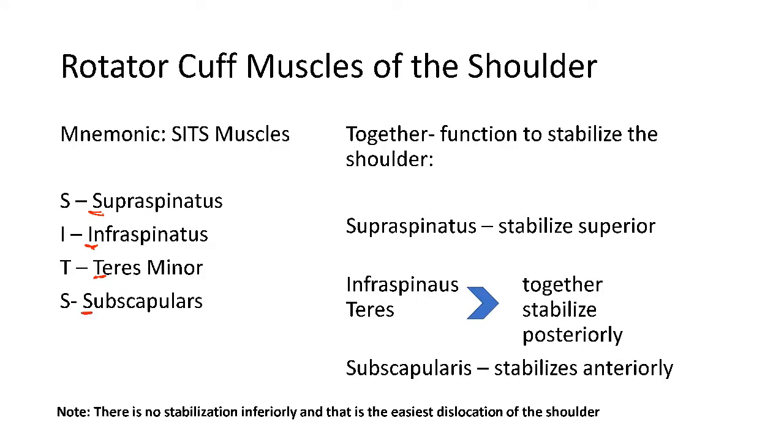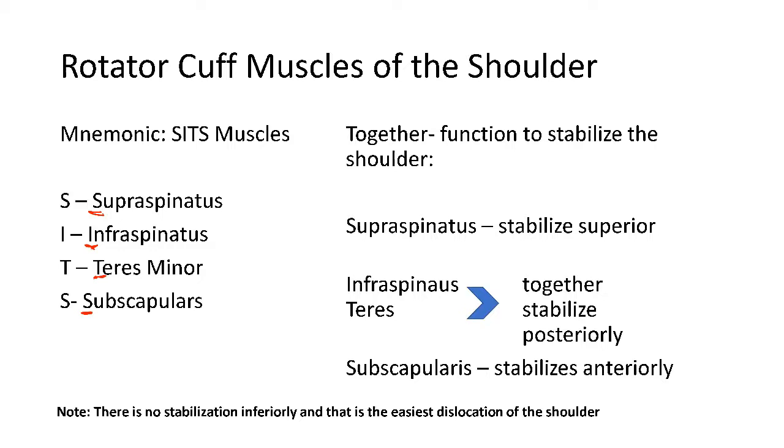And all of these together function to stabilize the shoulder. Supraspinatus is going to stabilize superiorly. Infraspinatus and teres minor (it looks like my computer dropped the word minor) stabilize posteriorly, and subscapularis stabilizes anteriorly.